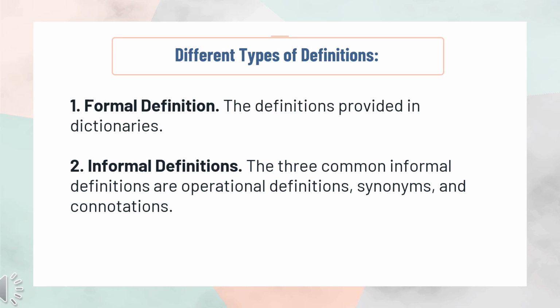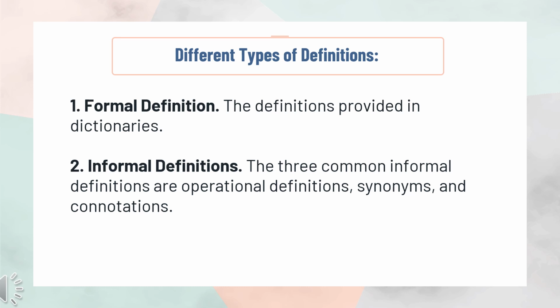Operational definition refers to the meaning of the words, which varies depending on when and where you are going to use it. The second one we have the synonyms. It refers to the words that mean the same as another word. So it is synonymous to the word. For example, we have the word beautiful. If we're going to look for its synonymous words, we have pretty, gorgeous, and etc.